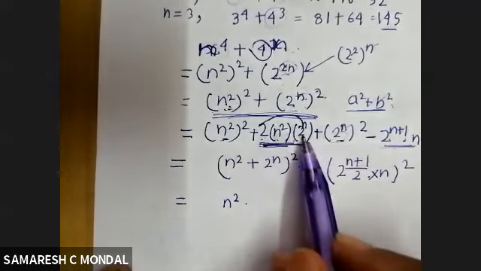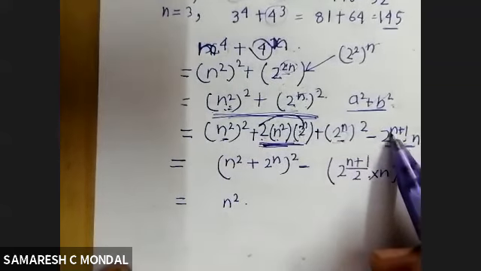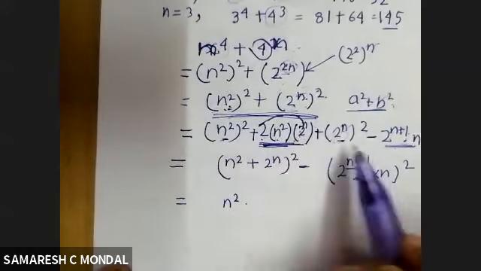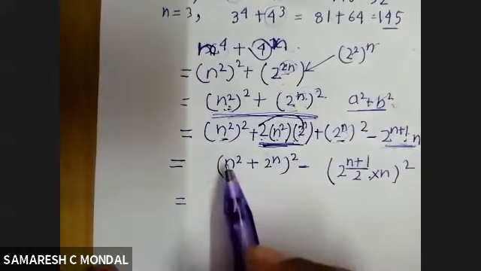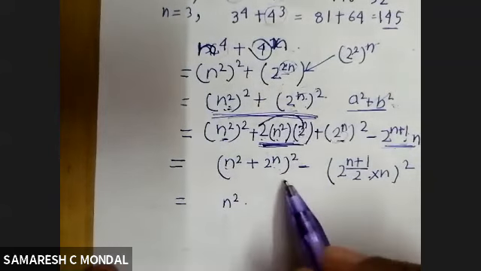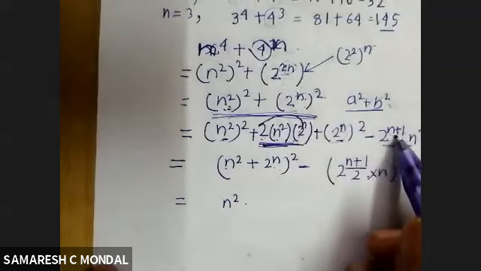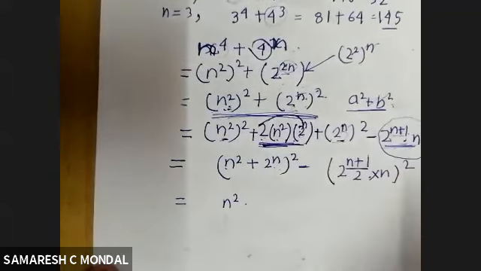Isn't it? 2 into 2n is how much? 2 to the power n plus 1. So I'm subtracting 2 to the power n plus 1 into n square. I hope it's correct. So this is n square plus 2 to the power n the whole square. And this here, I need to write this term as whole square.